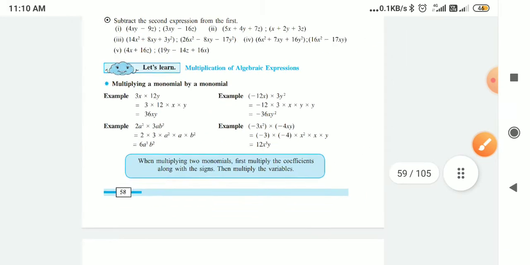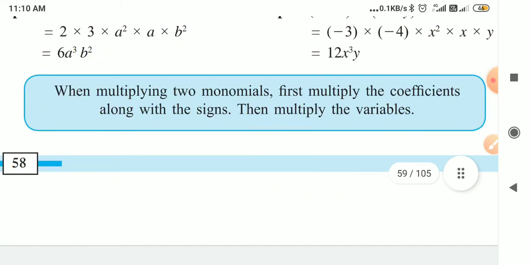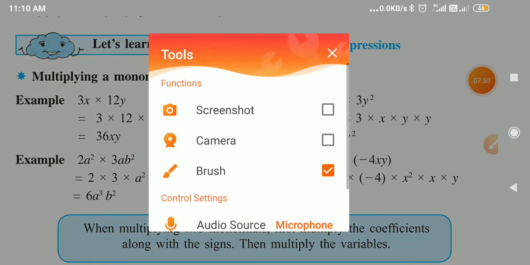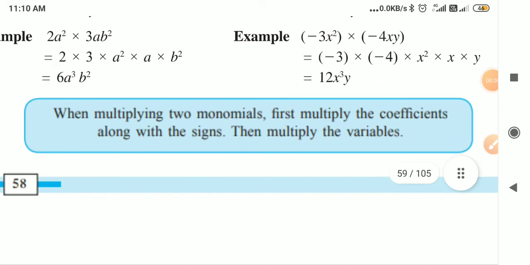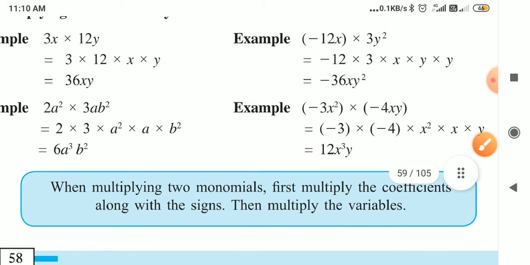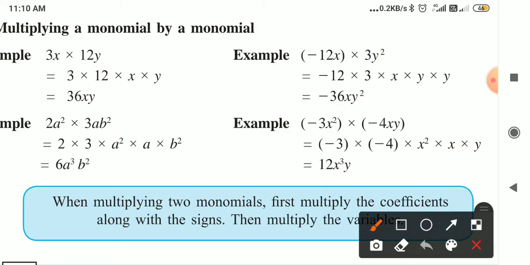Now the next point is about multiplying two monomials. From these examples what we understood is that when multiplying two monomials, first multiply the coefficients. See here, 12 into 3 means 12 3s are 36, so we had done the multiplication of coefficients. So minus 12 into 3 is minus 36. Here also the same, 2 3s are 6. Minus 3 into minus 4, 3 4s are 12, minus into minus is plus 12.